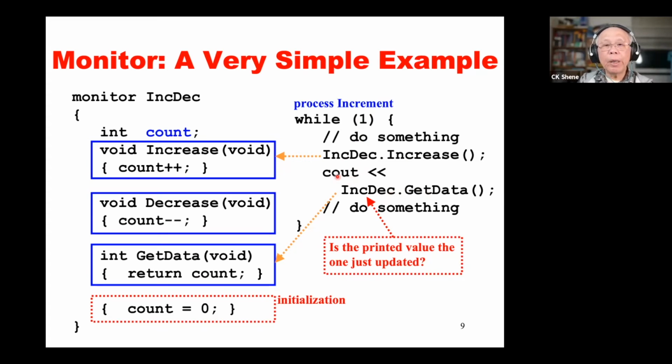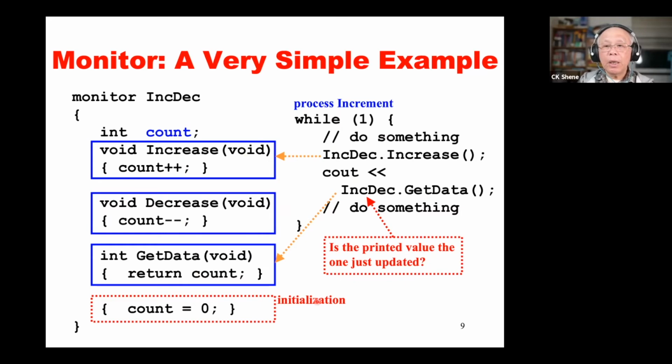So let me quickly go through it. Increase procedure adds 1 to count. Decrease procedure subtracts 1 from the count. Get data procedure returns the value of count. So here we have an infinite loop. In each iteration, we call increase to add 1 to the counter, and then call get data, which returns the counter value and then print it out.